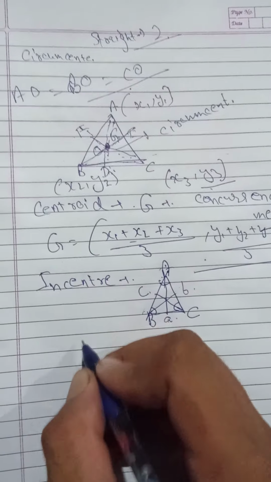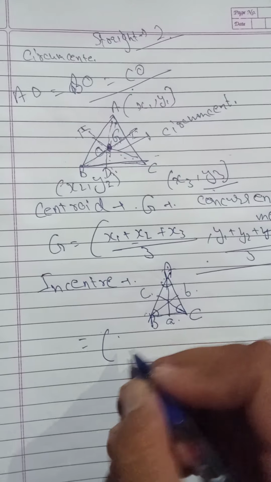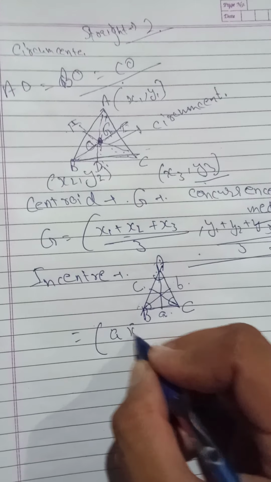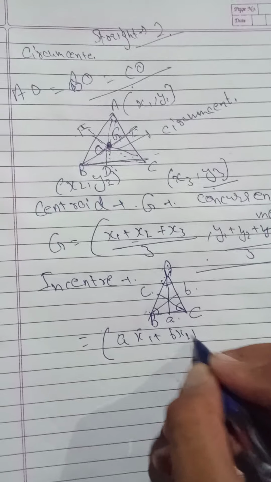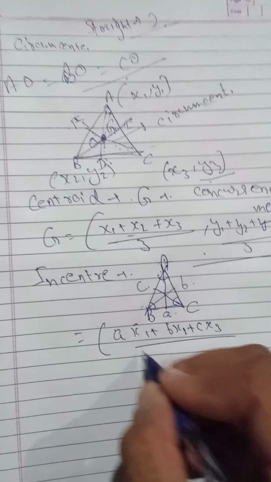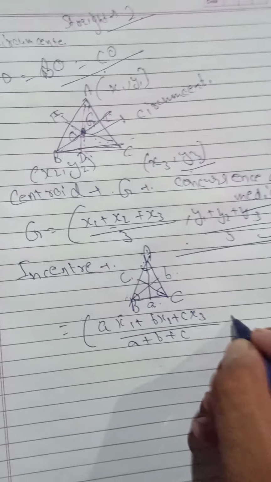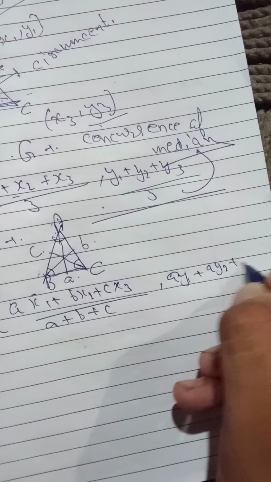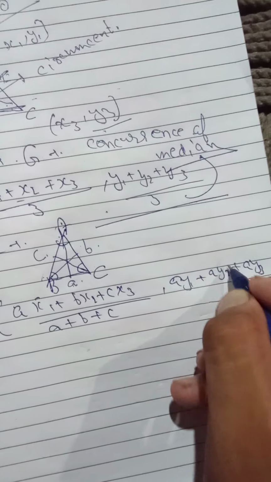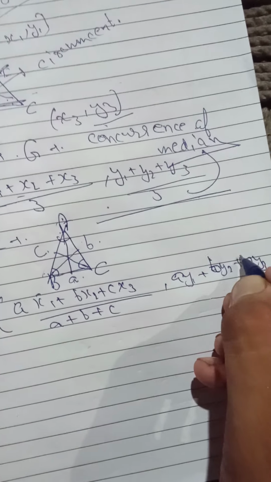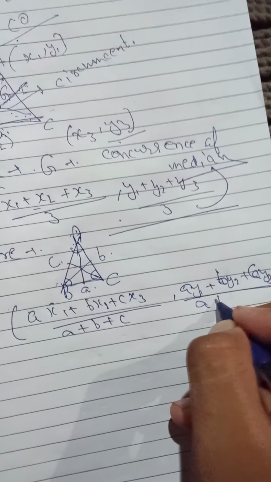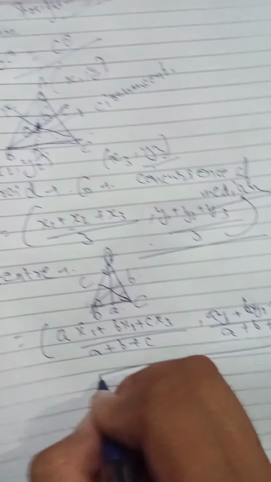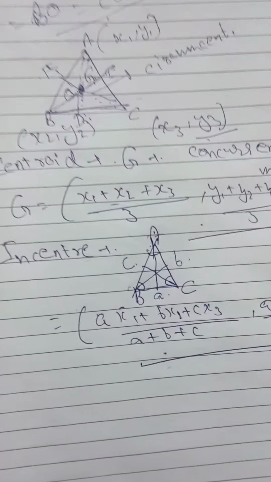Then the coordinates of the incenter will be given by a x1 plus b x2 plus c x3 divided by a plus b plus c, and a y1 plus b y2 plus c y3 divided by a plus b plus c. These are the formulas for the incenter.